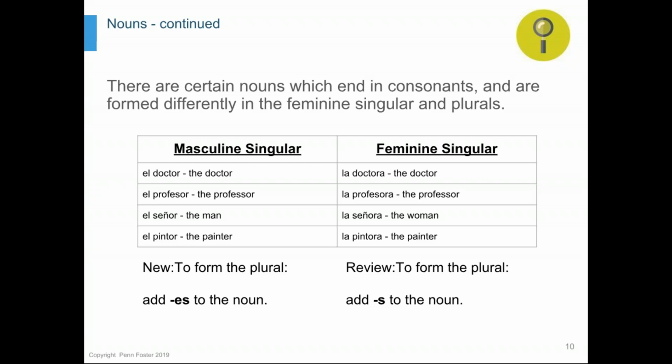But to make the type that is ending in a consonant plural, as you see the rule below the chart, instead of adding just an S like you would for the nouns we've discussed previously, in this context, to make doctor plural, from doctor to doctors, you would add the ES ending. So if you were to talk about the doctors, all males or a group of males and females, it would be los doctores with an ES ending. So unlike in English, you can't just add an S to a noun that ends in a consonant. The E must be there as well.